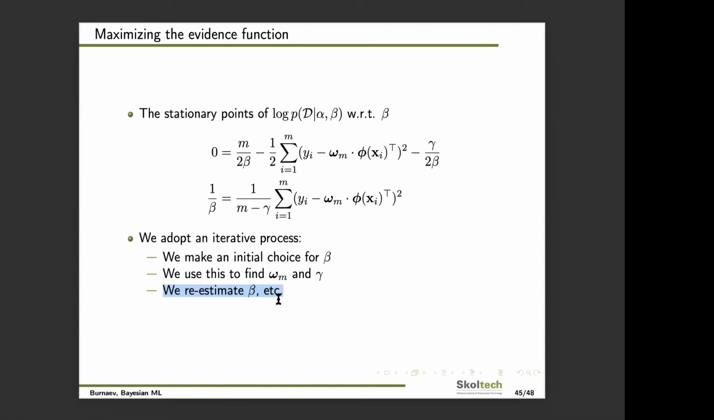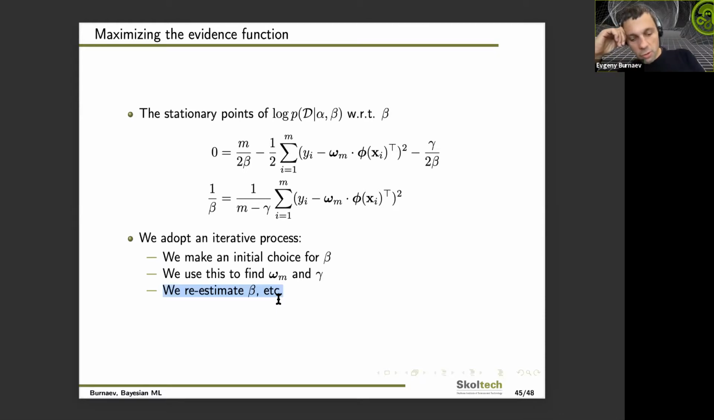Yes, maybe I have a question. Do initial choices matter here? Like if we first estimate alpha using this iterative process and then beta, and for example, if we switch, will we get different results maybe? Well, this is a good question.